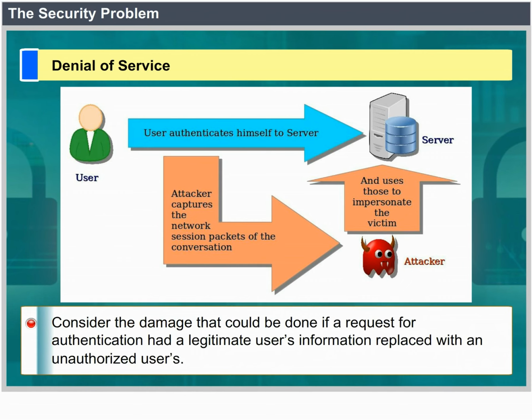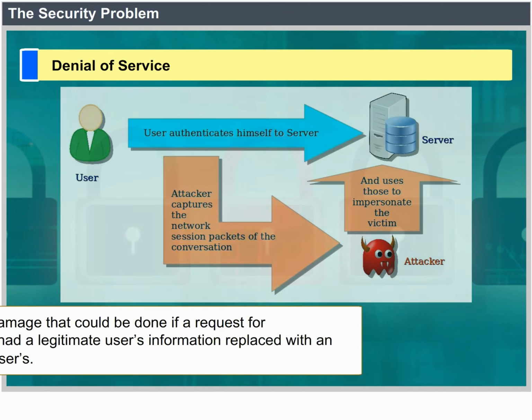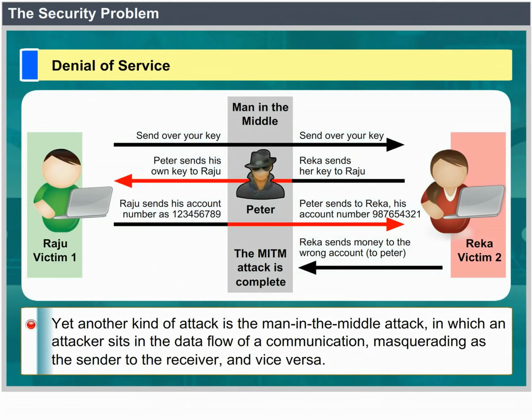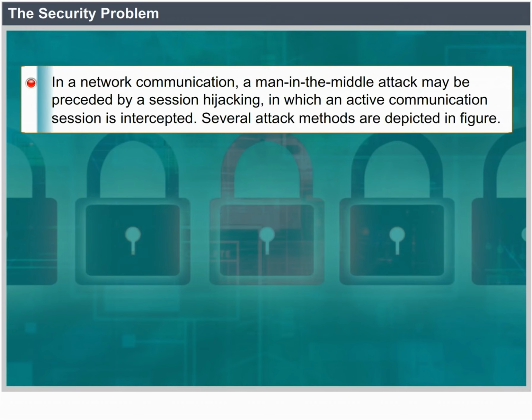unauthorized user's. Yet another kind of attack is the man-in-the-middle attack, in which an attacker sits in the data flow of a communication, masquerading as the sender to the receiver and vice versa. In a network communication, a man-in-the-middle attack may be preceded by a session hijacking in which an active communication session is intercepted. Several attack methods are depicted in the figure. The figure shows standard security attacks.